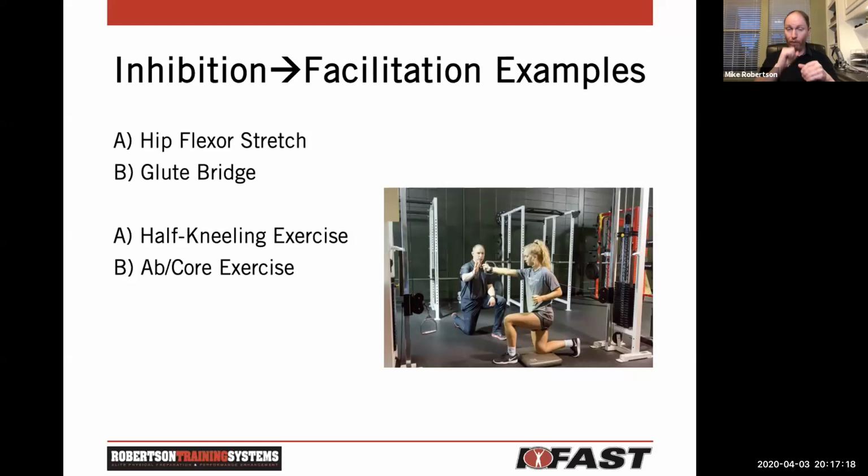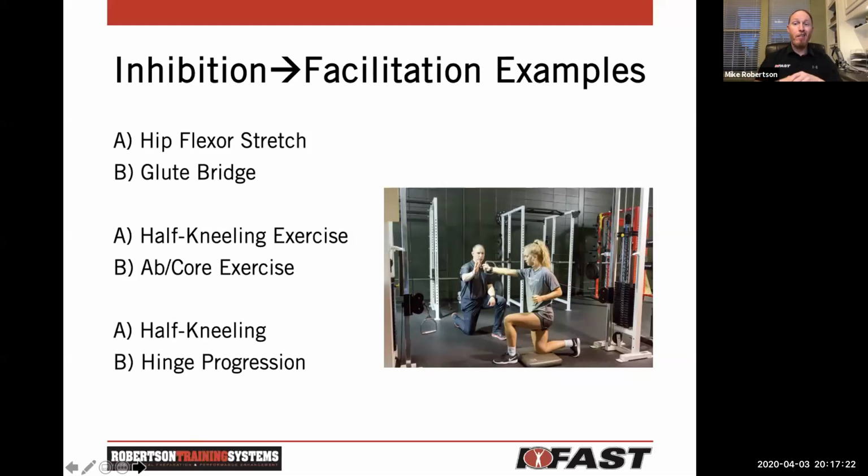So hopefully that makes sense. And then last but not least, we could do any half kneeling exercise, right? We don't have to just do this basic hip flexor stretch. Put somebody in half kneeling and then have them hinge on top of it, right? So let's say this half kneeling cable press, and then let's go work on a pull through. Let's go work on a trap bar deadlift. Let's work on bringing those hips through.